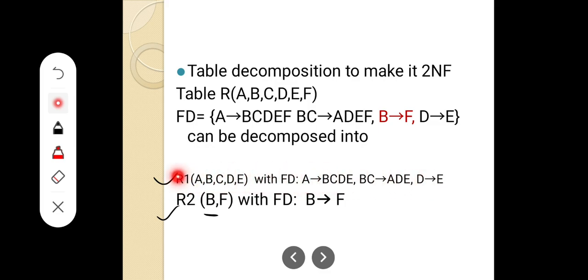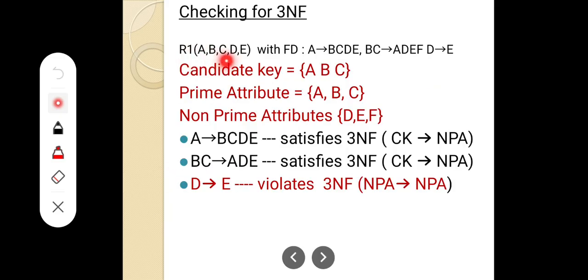Okay, first we will take this decomposed table and check for 3NF. This here also we will check for 3NF. Separately we will check. First we will take this one. I have taken R1 with A, B, C, D and this functional dependency. So the candidate keys are the same. This is the candidate key, this is the prime attribute, and this is the non-prime attribute.